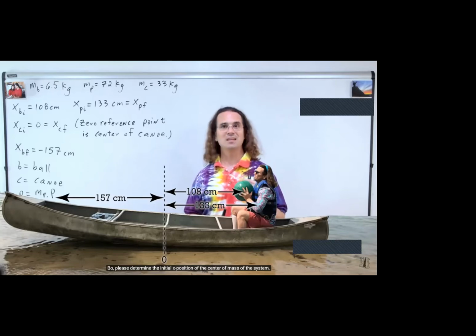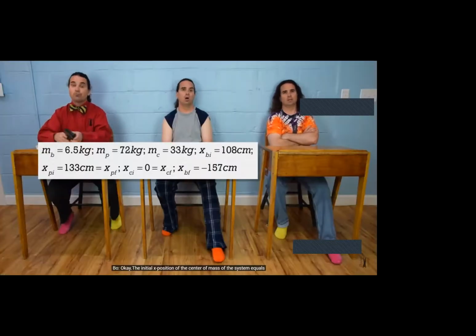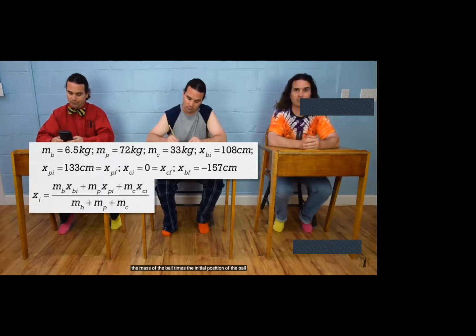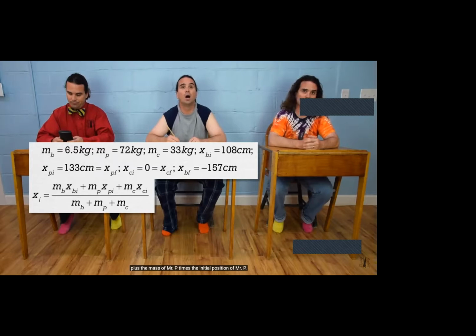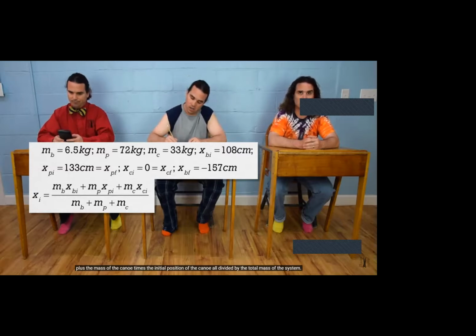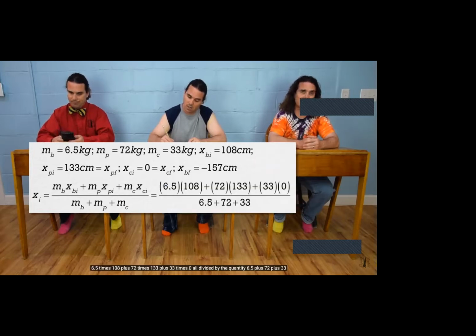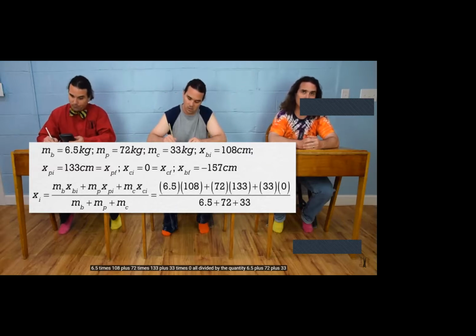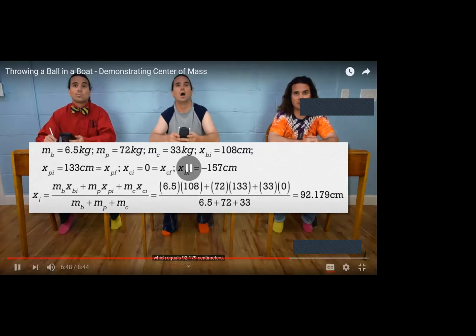Bo, please determine the initial X position of the center of mass of the system. Okay. The initial X position of the center of mass of the system equals the mass of the ball times the initial position of the ball, plus the mass of Mr. P times the initial position of Mr. P, plus the mass of the canoe times the initial position of the canoe, all divided by the total mass of the system. Substituting in numbers gives us 6.5 times 108 plus 72 times 133 plus 33 times 0, all divided by the quantity 6.5 plus 72 plus 33, which equals 92.179 centimeters.